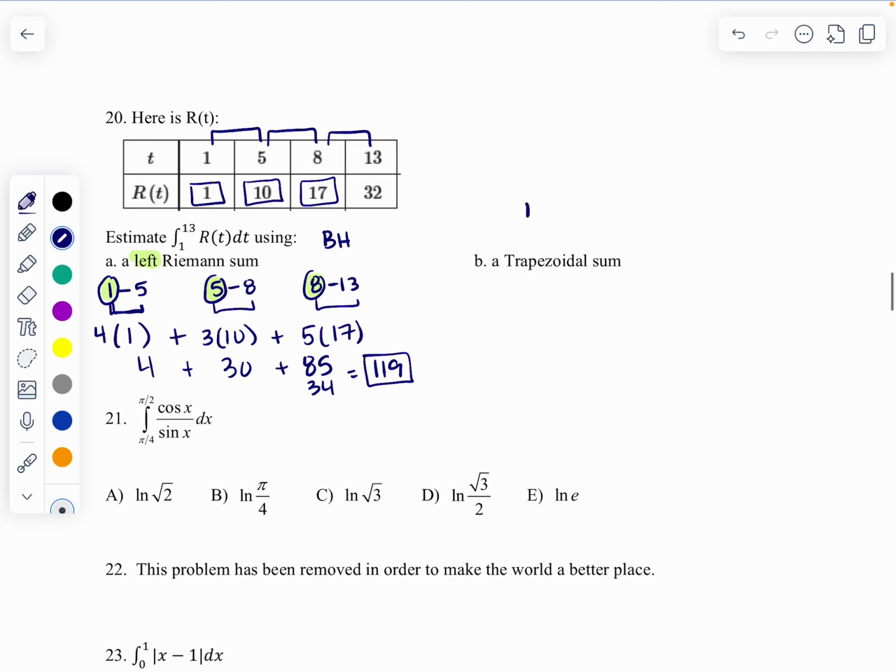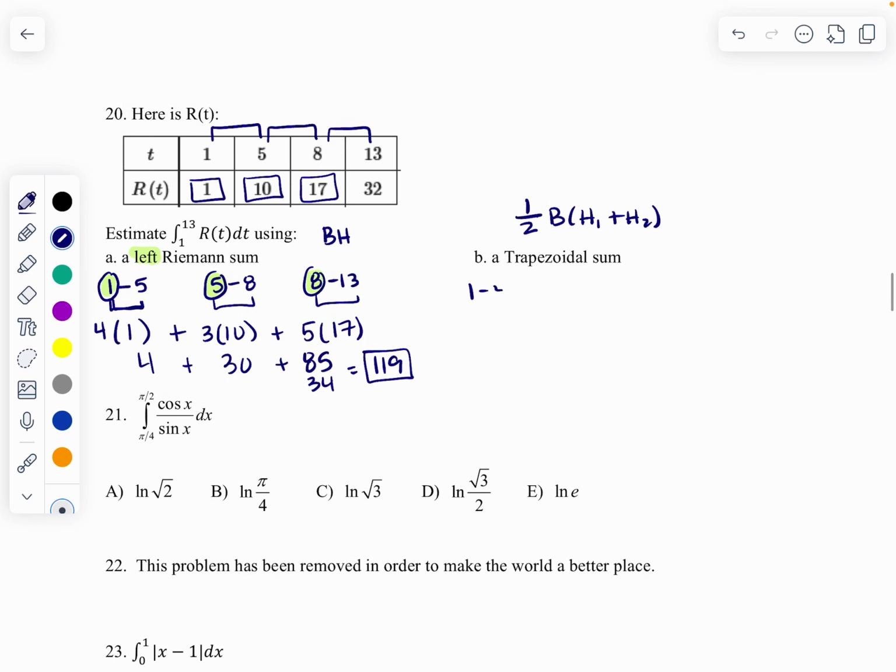All right. Now, a trapezoidal sum, same idea with different formula. So the formula for a trapezoid is 1/2 the base times height 1 plus height 2. Okay, so putting this in, again, I have the same intervals, 1 to 5, 5 to 8, 8 to 13. But this time to get my heights, because it's a trapezoid, I'm going to be highlighting both of them because I have 2 heights in this problem.